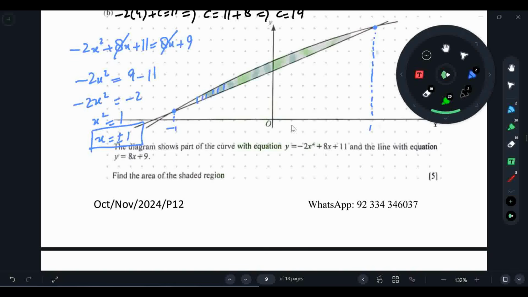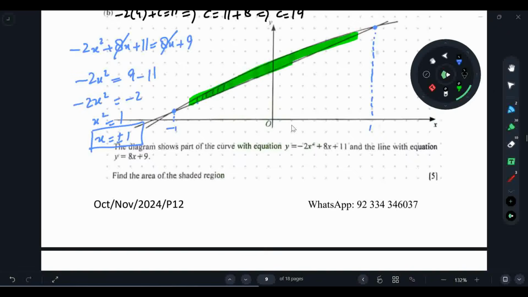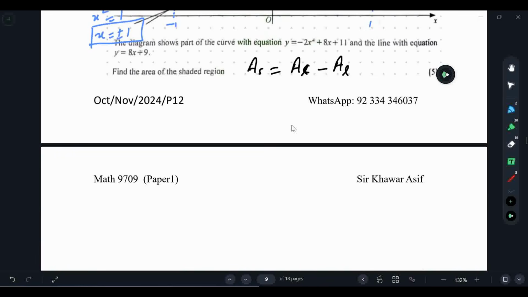Now we need to find out the area of the shaded region. This one will be the shaded region. Now how to find the area of the shaded region? For the area of the shaded region, we need to integrate like this. This one is a straight line and this one is a curve. So the area of the shaded region will be equal to the area of the curve minus the area of the line. Now let me write this thing here.